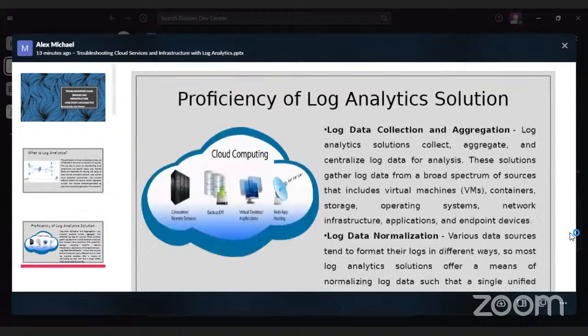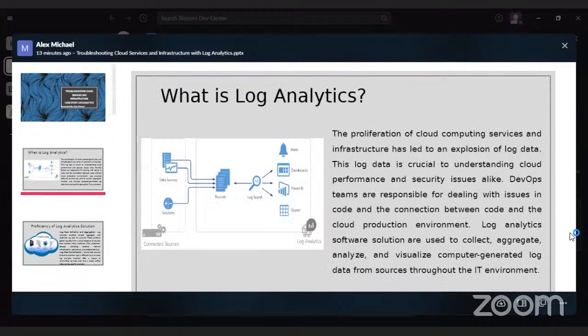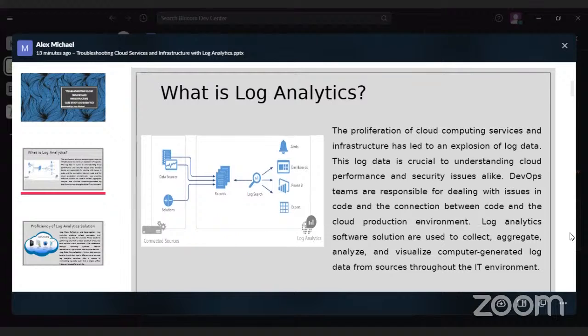From the slide, we can see it says the proliferation of cloud computing services and infrastructure has led to an explosion of log data. This is a whole lot of English, because this is a blend of many fields in this KD session. So I would like to keep it simple. First thing it says, the proliferation of cloud computing services and infrastructure.